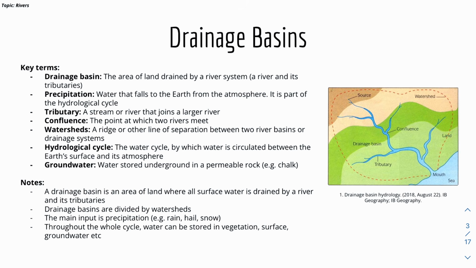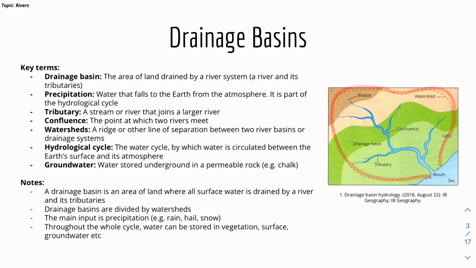And then we have the hydrological cycle, which is basically the water cycle. And then we have groundwater, which is quite straightforward, which is basically where water is stored underground in a permeable rock, where water can flow through. And some notes is that a drainage basin is an area of land where all surface water is drained by a river and its tributaries. And drainage basins are divided, as I mentioned, by watersheds, because it's basically the land over here.